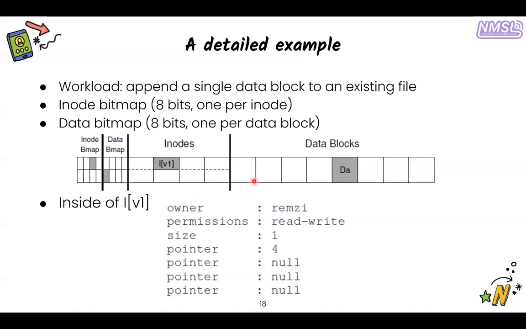Now the pointers, 0, 1, 2, 3, 4, right? The data block occupied is at index 4, so there's the pointer here. The rest of the pointers are null because we only have one data block.